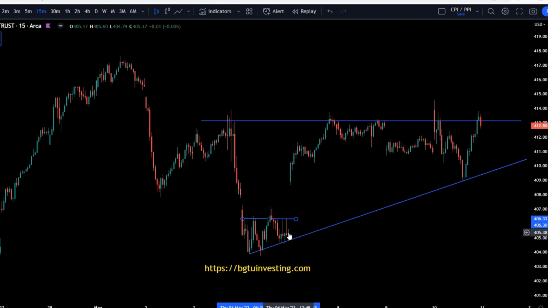So what happened on Friday, May 5th is we had a huge gap up. This gap goes from 405 to 408.64. So we're talking like a $3 gap up. That's a decent sized gap up for the SPY. And then it gapped up, it went up some more.